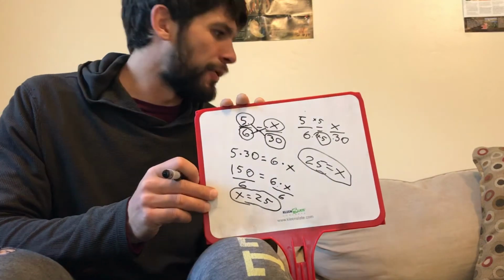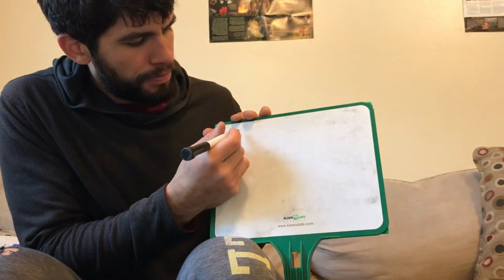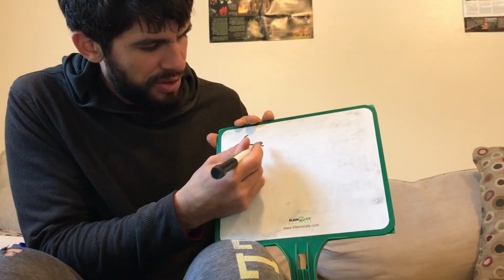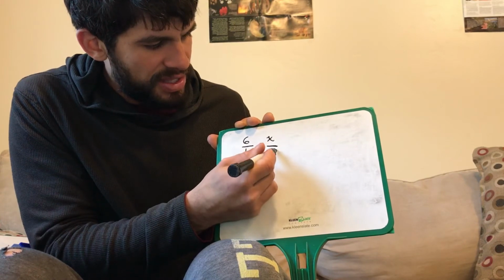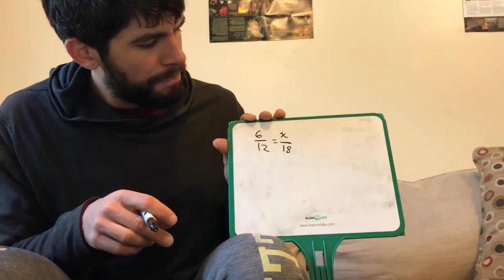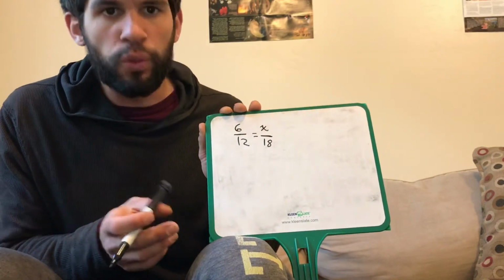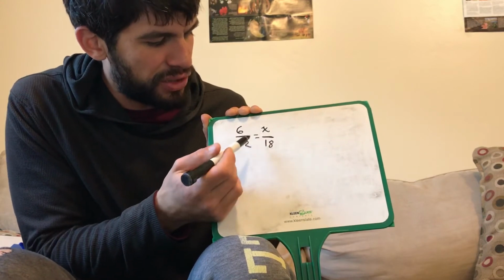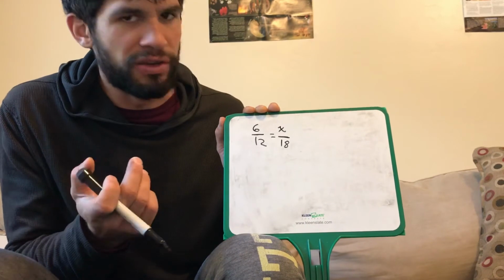So let's do one more example. So let's do 6 over 12 is equal to x over 18. Here we're actually going to bring in one more step. If we want to, we can cross multiply right away. So we can multiply the 6 by 18 and the 12 by x. But those numbers are pretty big. So let's see if there's something we can do about that.